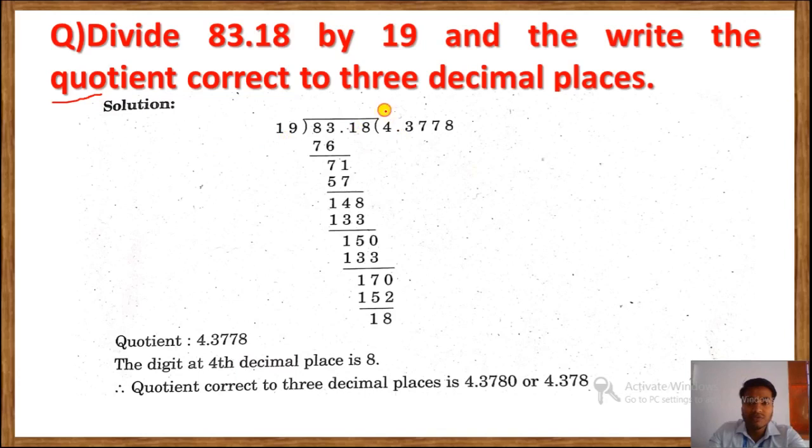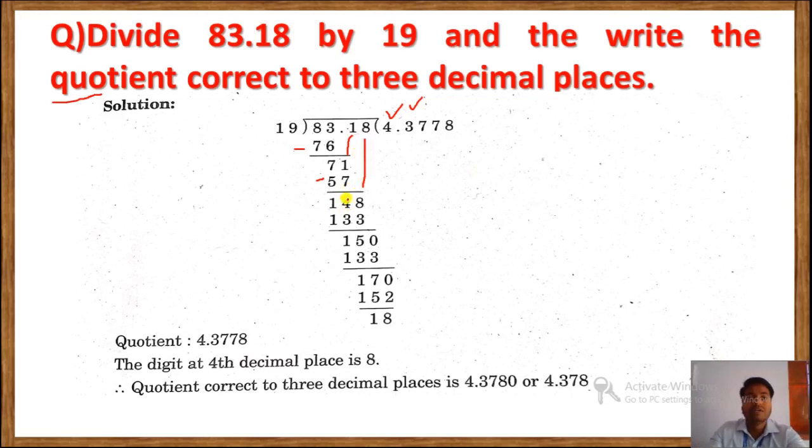So we have 83.18, and we have to divide this by 19. First it will go 4 times. When we multiply 19 into 4, we will get 76. When we subtract, we will get 7. Now bring down this 1 here. Before that you give a decimal point, because here you can see before 1 we have a decimal point. Now it will go how many times? 3 times. When we multiply 19 by 3, we will get 57. Now subtract, and we will get 14. Now bring this 8 here.